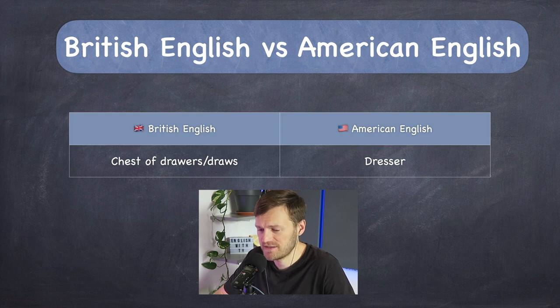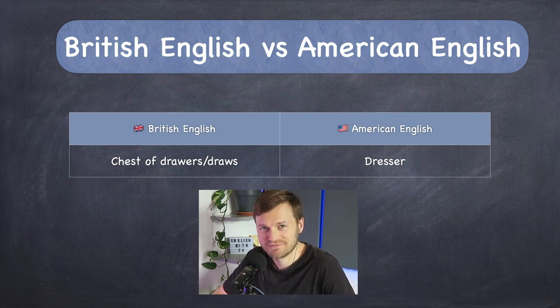The word chest is spelled C-H-E-S-T. Of is spelled O and F. And then drawers, D-R-A-W-E-R-S or D-R-A-W-S. Drawers or drawers. Chest of drawers. In American English, you would say a dresser. D-R-E-S-S-E-R, a dresser. So, chest of drawers in British English and dresser in American English.